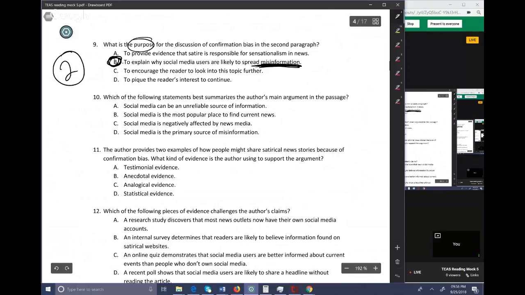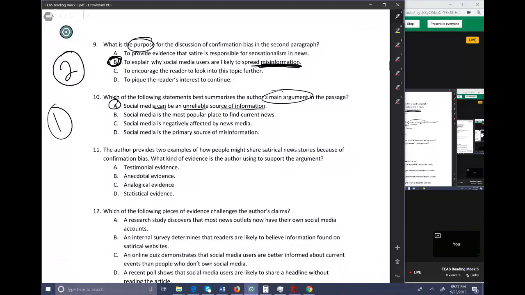10, which of the following statements best summarizes the author's main argument in the passage? Main argument is like main idea. So we'll say that's from 1. Social media can be an unreliable source of information. So we have to be kind of neutral with our main idea, because the author didn't say get off social media.